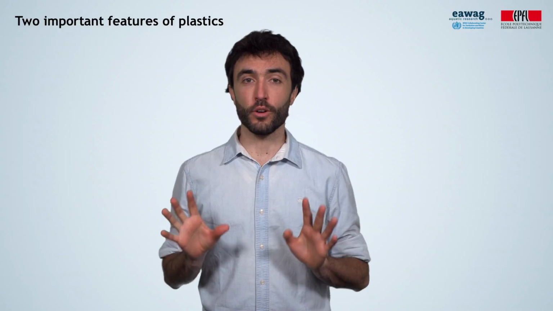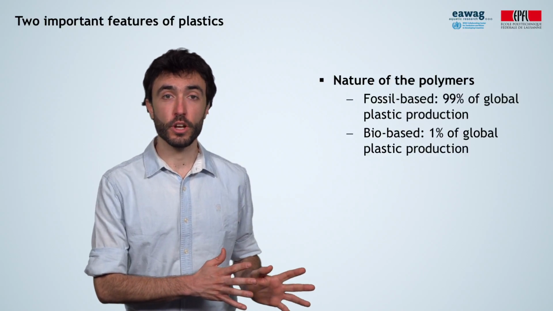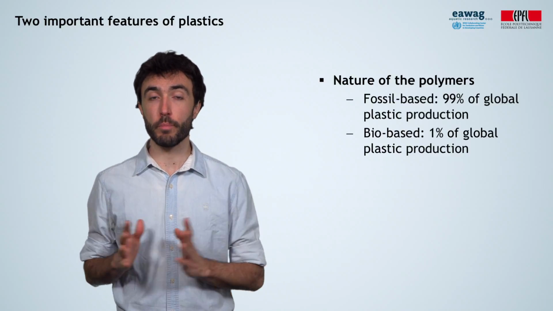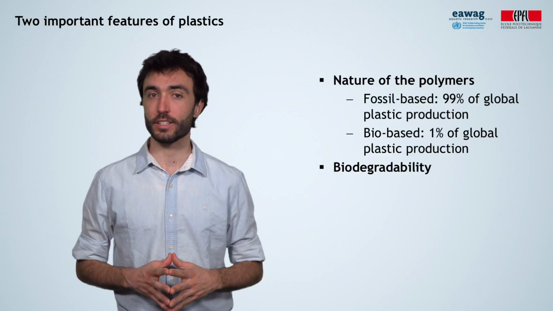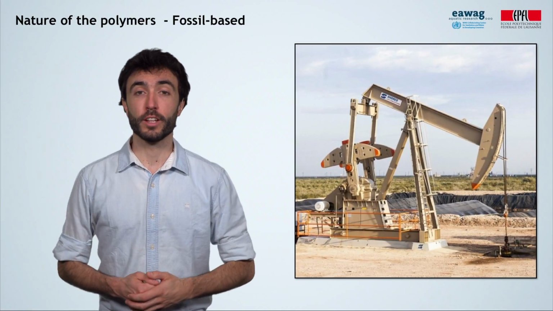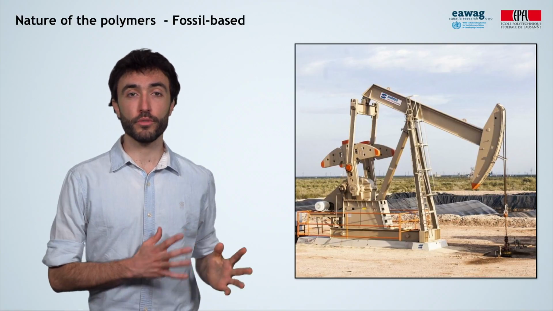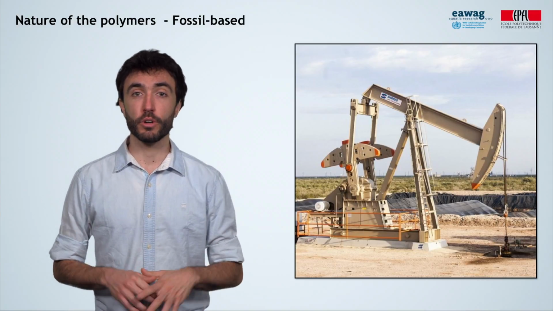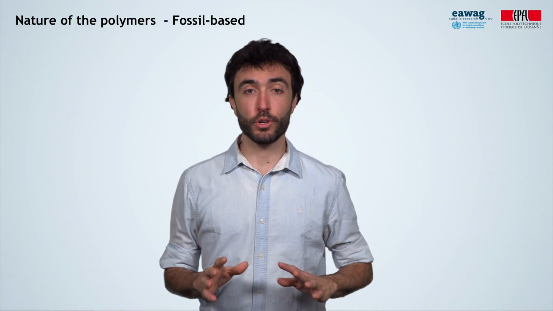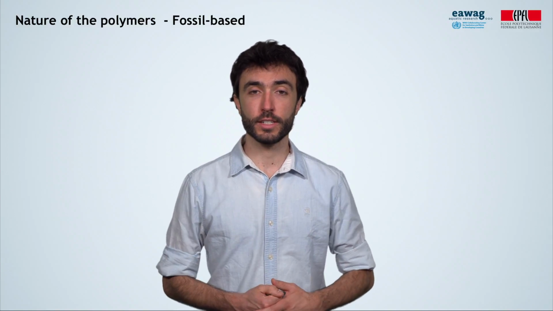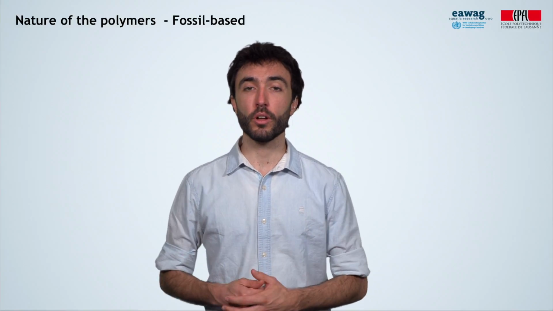There are two important and often confused features of plastics. On the one hand, we have the nature of the polymers, whether they are fossil-based or bio-based, and on the other hand, we have the biodegradability of the plastics. Let's talk about the nature of the polymers first. Petrochemical or fossil-based plastics are made of fossil feedstocks like petroleum and natural gas, which have taken millions of years to form. The petrochemical industry has been optimizing the synthesis of these plastics since the 1950s. It relies on an efficient production chain and a well-developed distribution system.